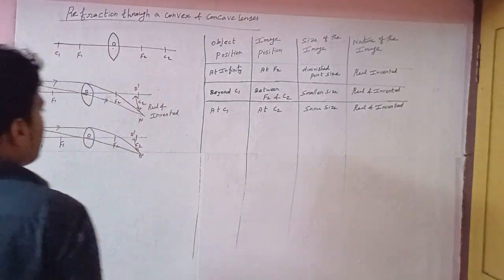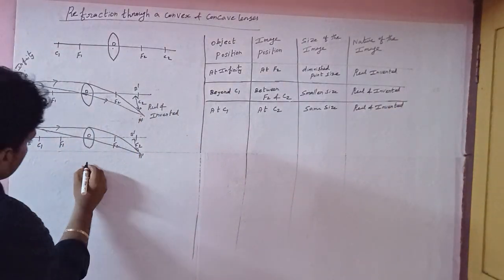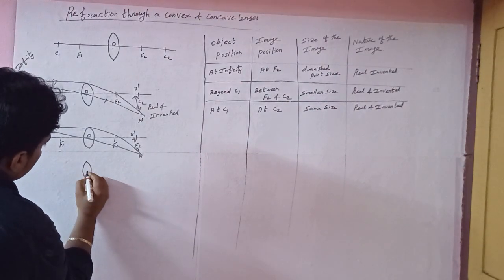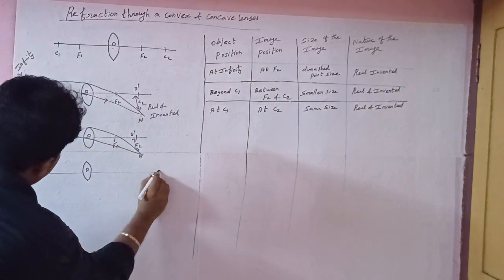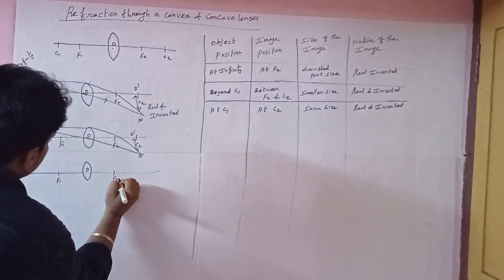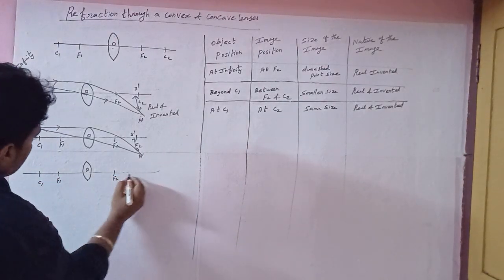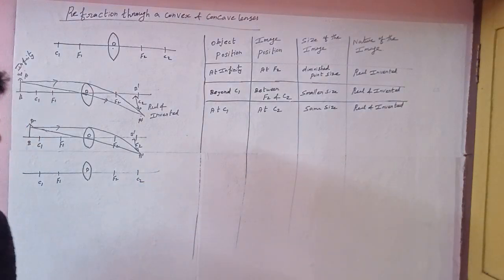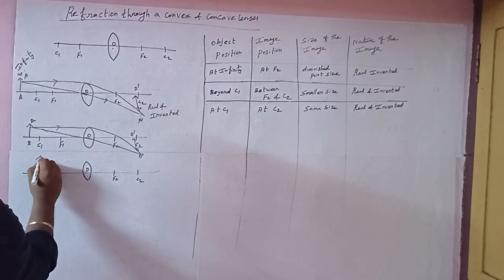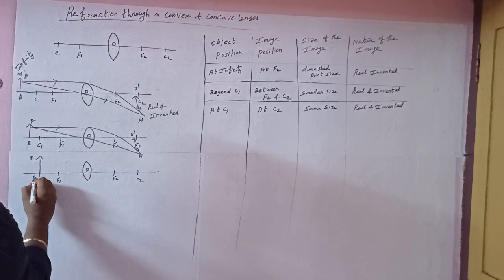So we have to draw the diagram. For example, this is a convex lens. O is the optic center. This is the principal axis. F1 is the object focus and F2 is the image focus. So C1, C2 are the centers of curvature. So the object is placed at C1. This AB is the object.